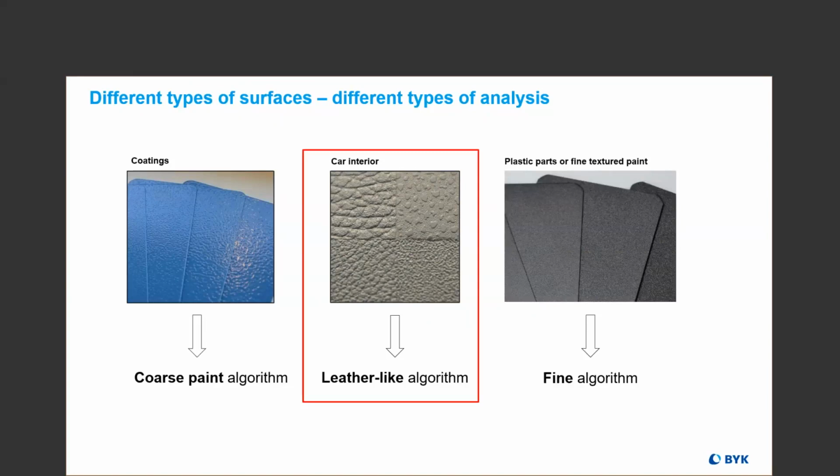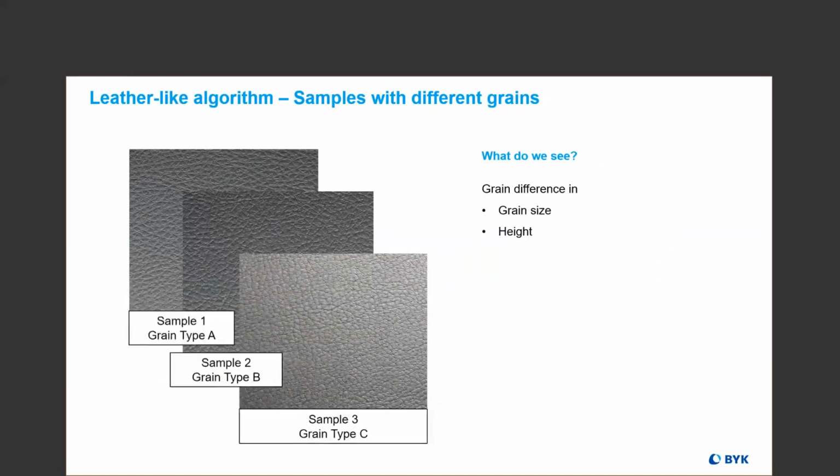So we'll begin by exploring the Leatherlike algorithm. When we look at different samples with a leather-like grain, what do we see? Well, color, gloss, those are things that are going to jump out at us, but some of the things that we're going to see are the grain size and the height. And these may not be things that you notice individually unless you're really looking for them, but they are certainly going to have an influence on our overall visual impression of the surface.